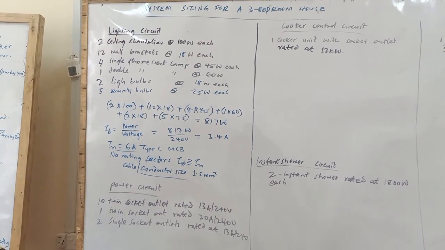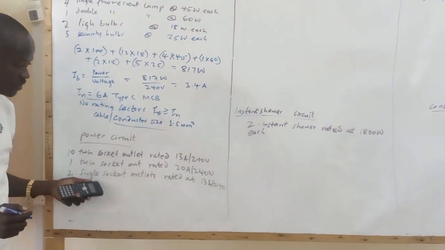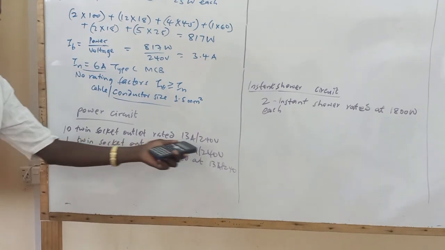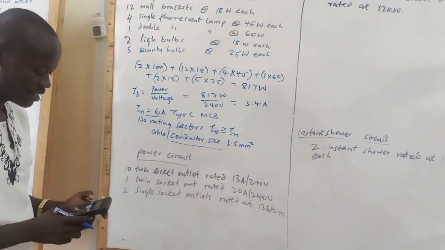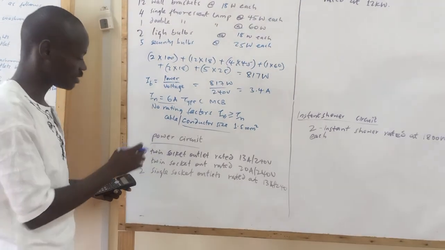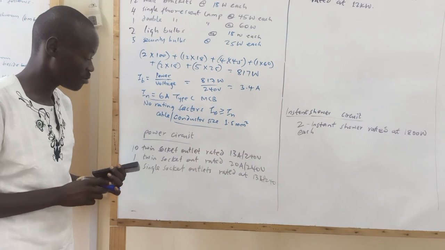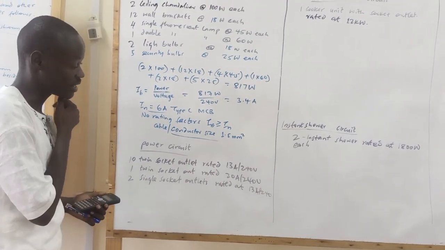Let's quickly go to the socket outlet. This one is very different. The approach for this one is different. We have already been given the design current from the manufacturer, so you don't need to go and start calculating the design current. The guide for this is usually the floor area, and the method of installation that you're going to apply, I mean the wiring system.